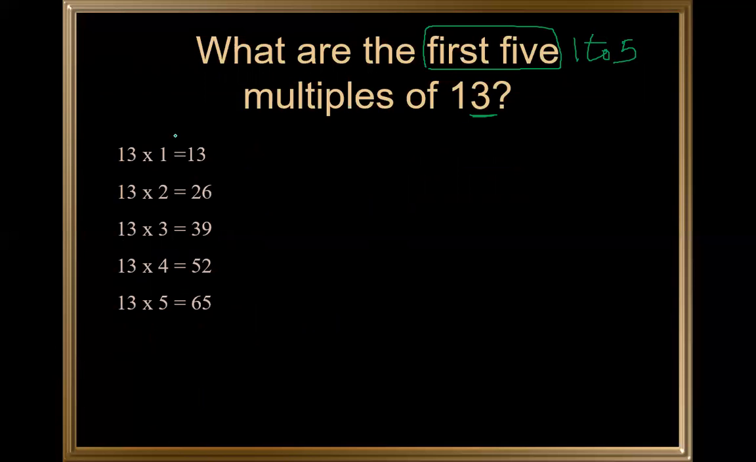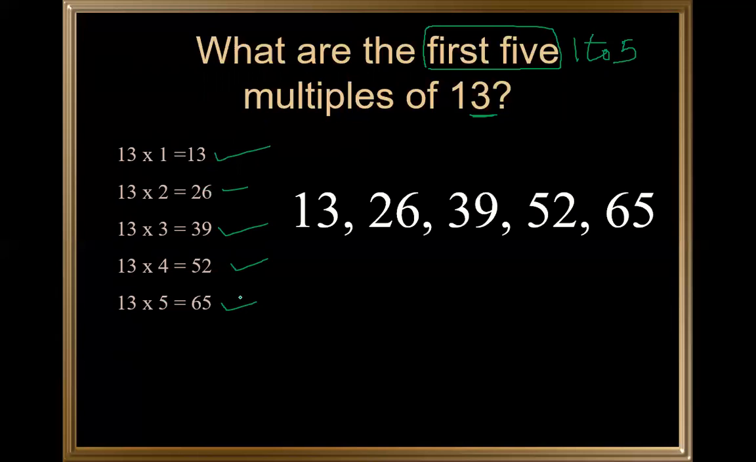The first multiple is 13 ones are 13, the second is 13 twos are 26, the third multiple is 13 threes are 39, the fourth multiple is 13 fours are 52, and the fifth multiple is 13 fives are 65. So these are all the first 5 multiples of 13, and then you write the answer like this: 13, 26, 39, 52, 65 are the first 5 multiples of 13. In the same way, you can find the multiples of any number.